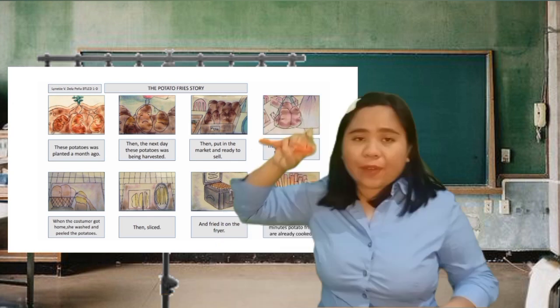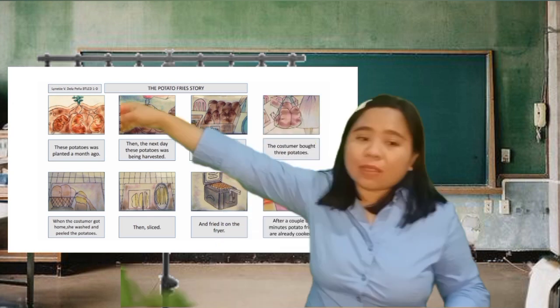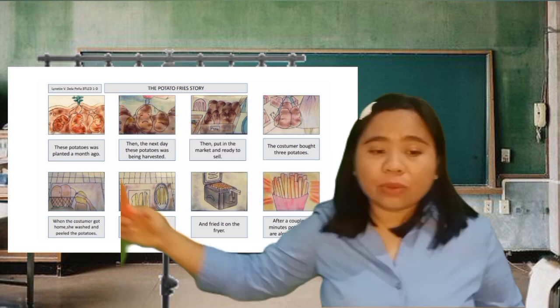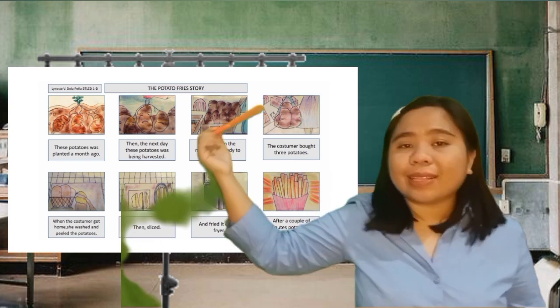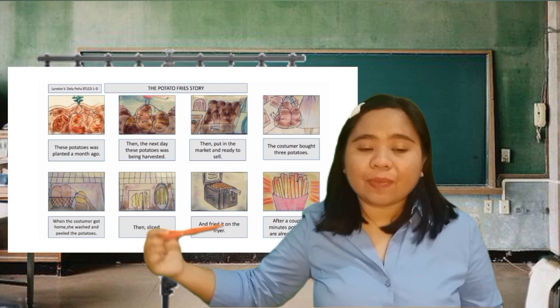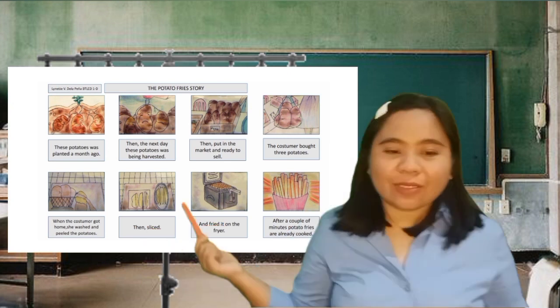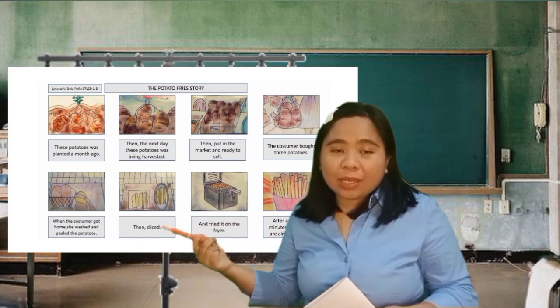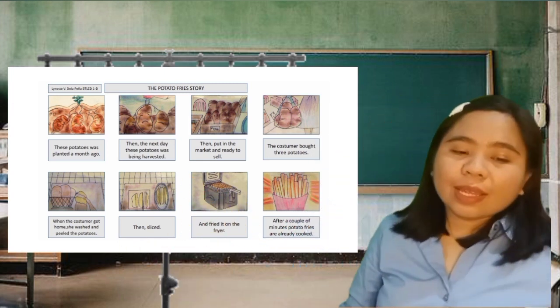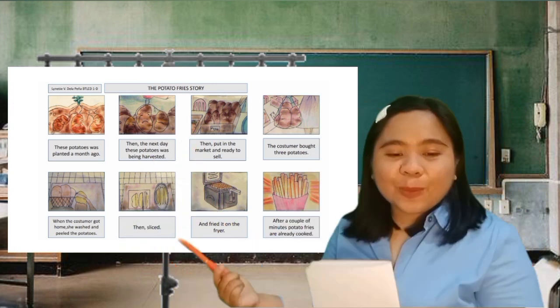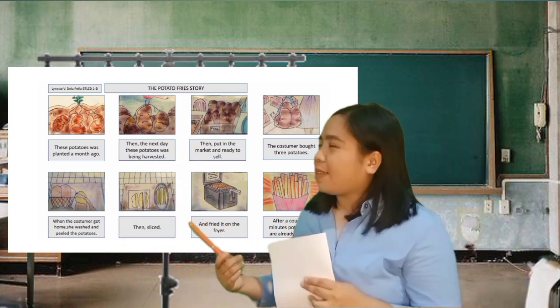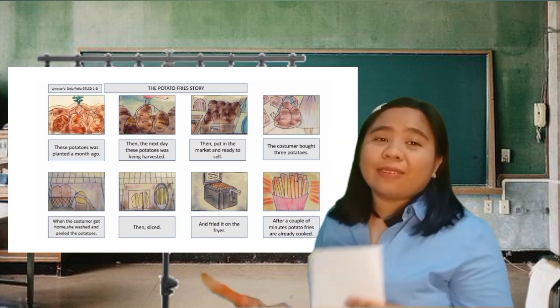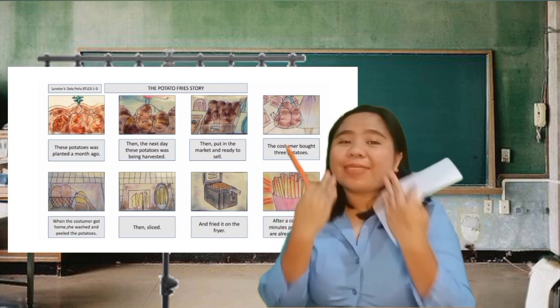The potato fries story starts from this potato. The potatoes were planted a month ago. As you can see, the potatoes look so happy. But on the second frame, what have you seen? A sad potato. Why does it look so sad? Because based on the caption, based on the script, the next day, these potatoes were being harvested. Maybe that is the reason why the potatoes are sad.